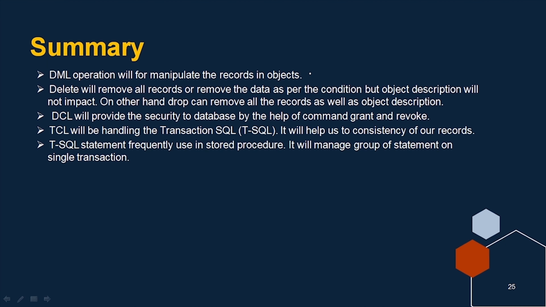DML operations manipulate the records in an object. When we perform DML operations, we can insert, delete, or update a record inside the object. Delete will remove all the records or the data as per the condition, but the object description will not be impacted. On the other hand, drop removes all the records as well as the object description. So when we perform the delete operation, it will not delete the description of the object, but when we do the drop operation, it will remove the records as well as the object description.